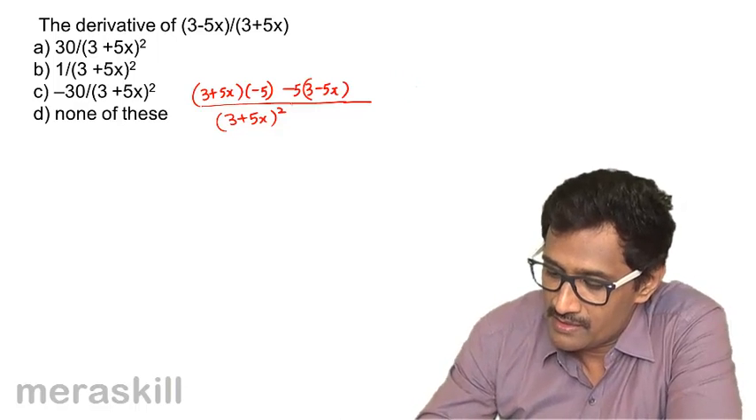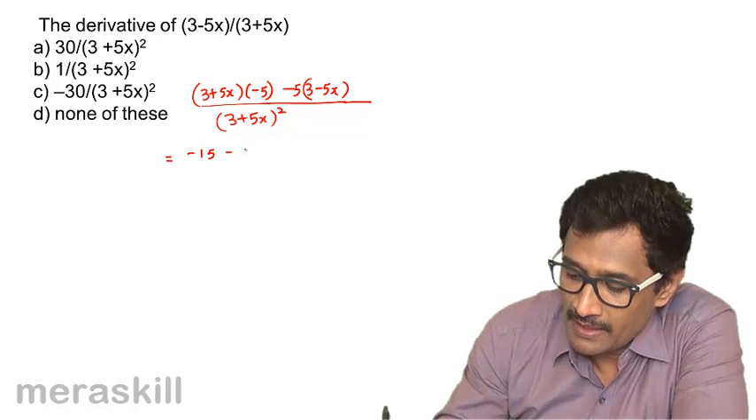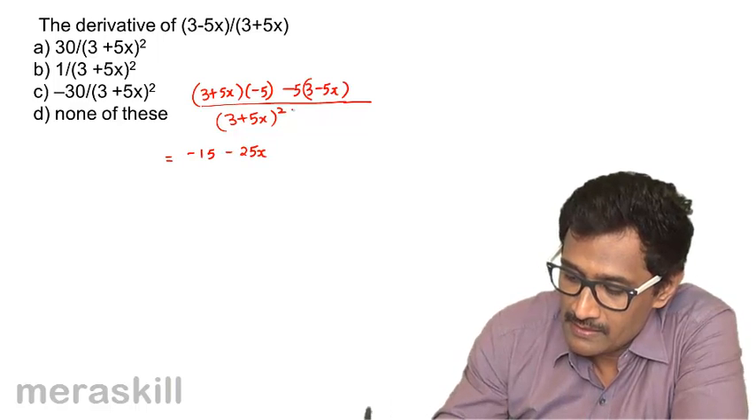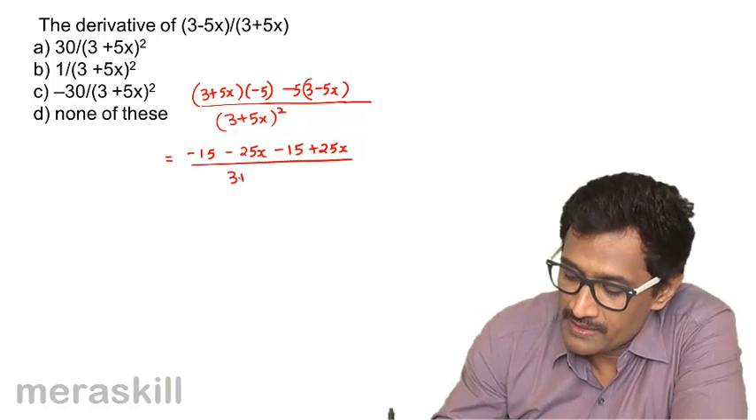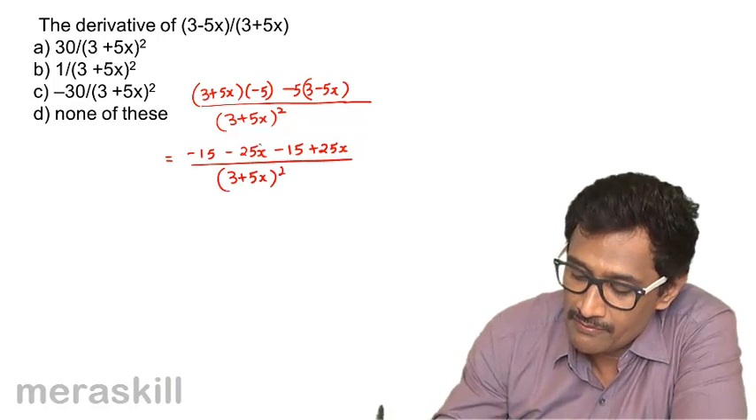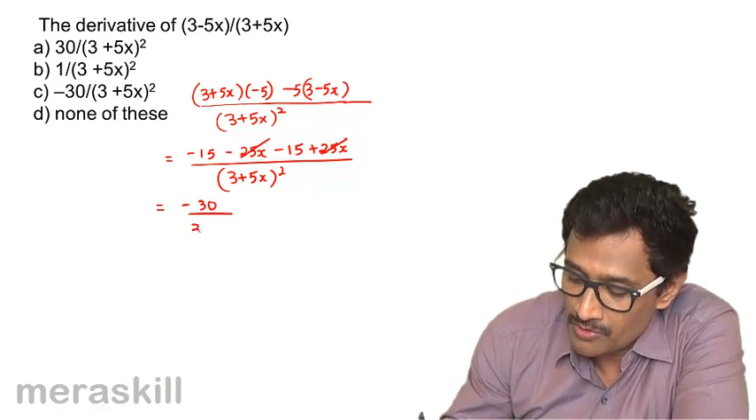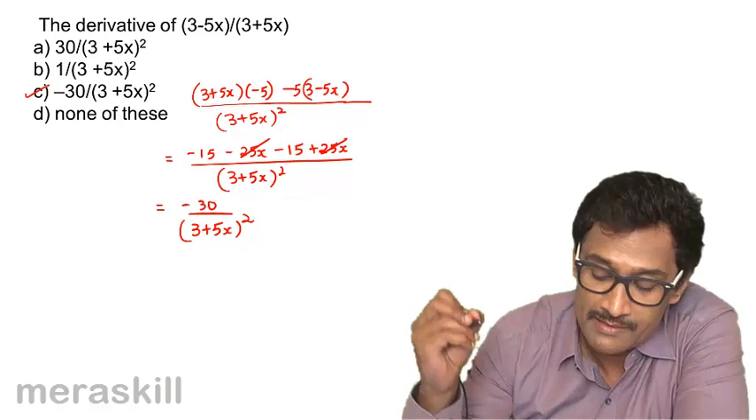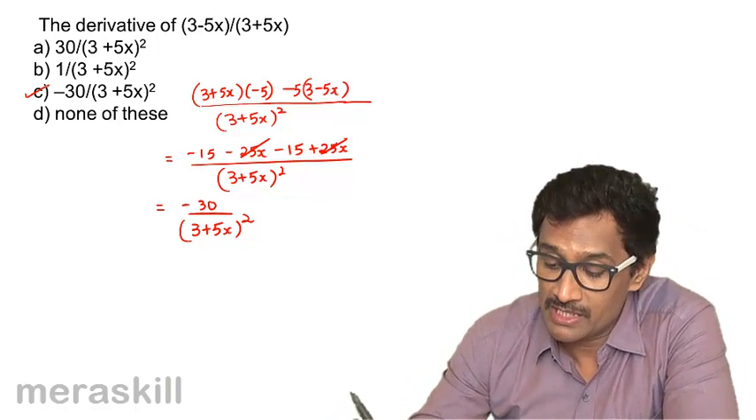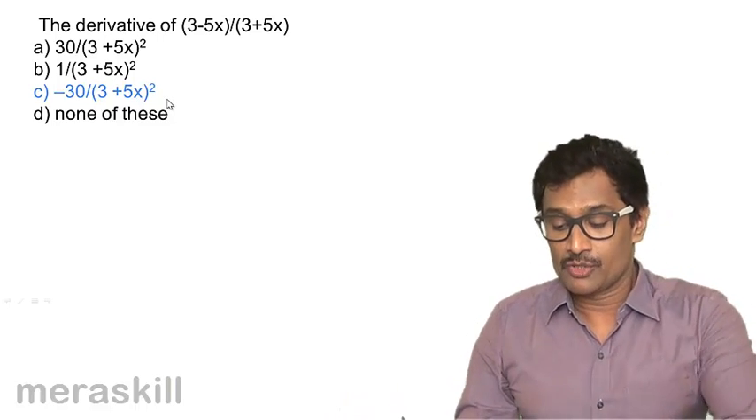So this, if you open the bracket, will turn out to be minus 15 minus 25x minus 15 plus 25x upon 3 plus 5x the whole square. Obviously these two get cancelled and you're left with minus 30 upon 3 plus 5x the whole square. So apparently it's option number C, minus 30 upon 3 plus 5x the whole square, and yes, it is. Alright, so we go ahead with this.